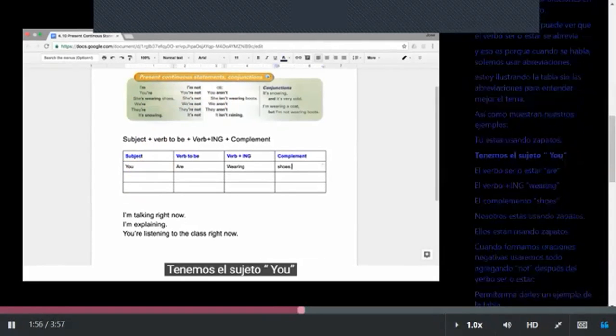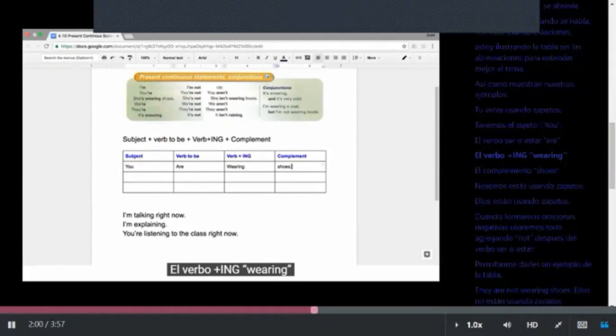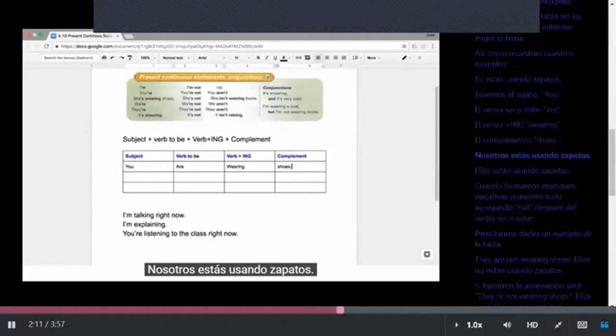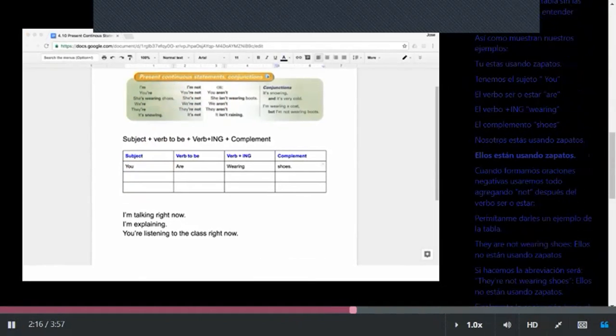We have the subject, it's you, the verb to be, are, the verb plus ing, wearing, plus the complement, in this case shoes. We're wearing shoes. They're wearing shoes.